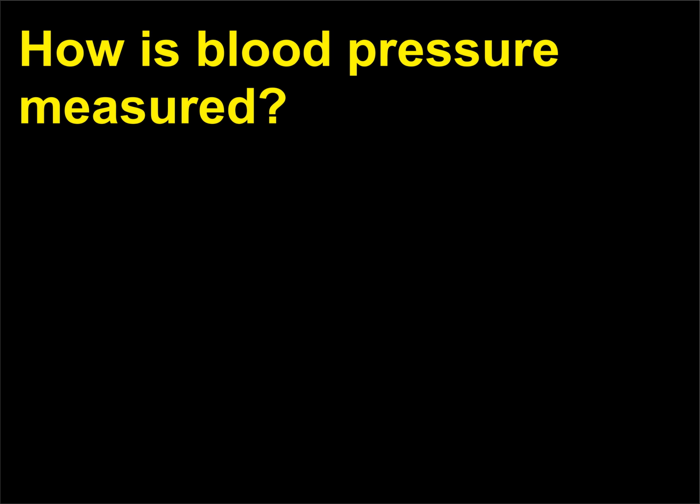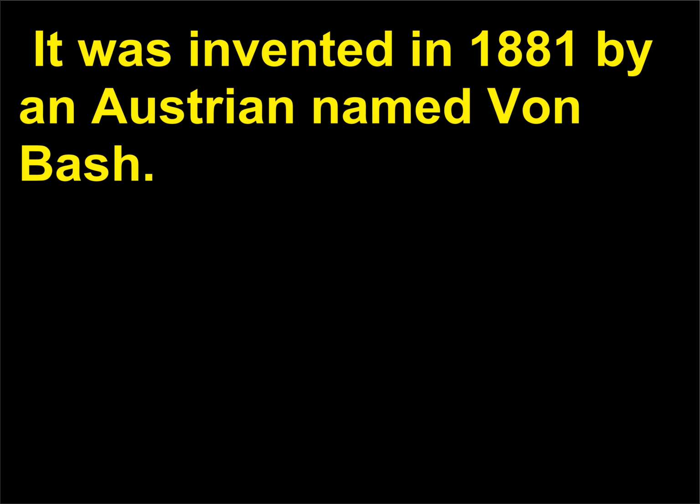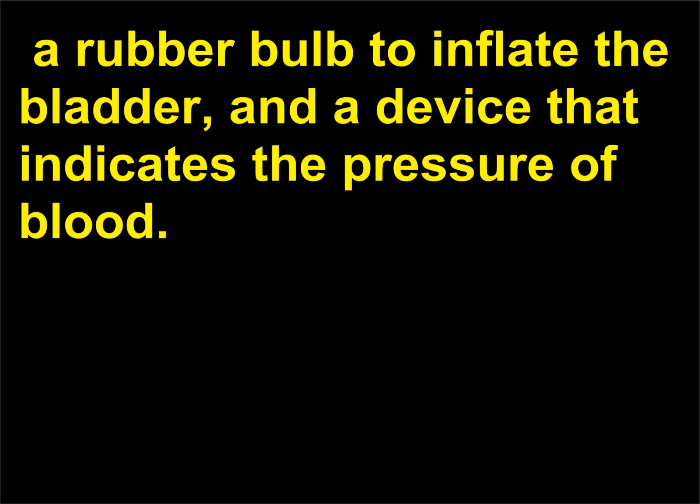How is blood pressure measured? A sphygmomanometer is the device used to measure blood pressure. It was invented in 1881 by an Austrian named von Basch. It consists of a cuff with an inflatable bladder that is wrapped around the upper arm, a rubber bulb to inflate the bladder, and a device that indicates the pressure of blood.